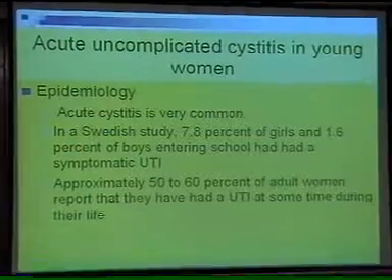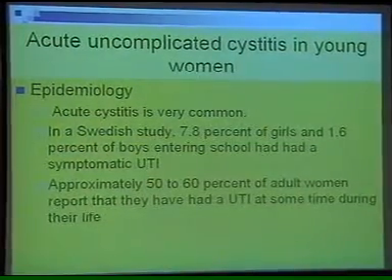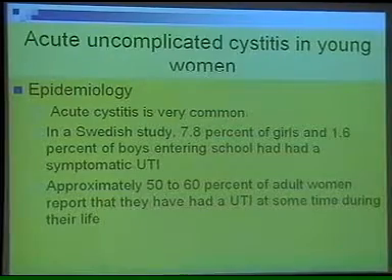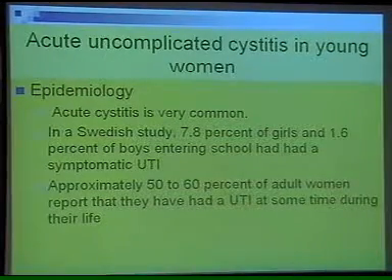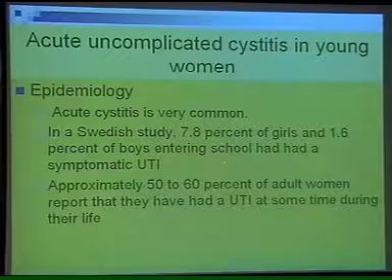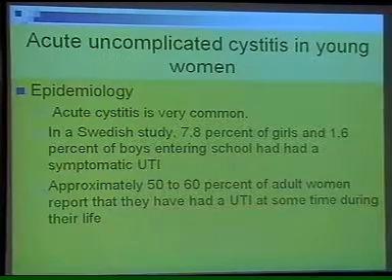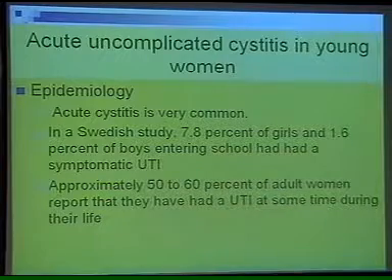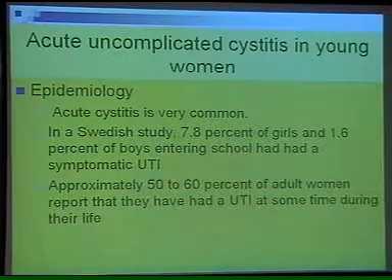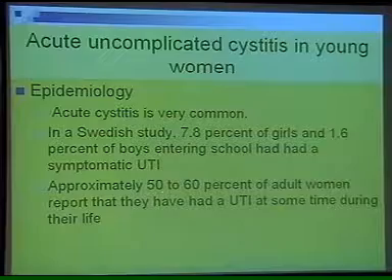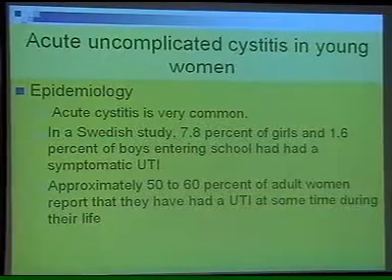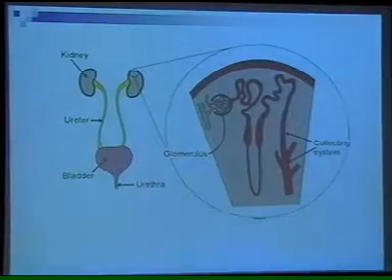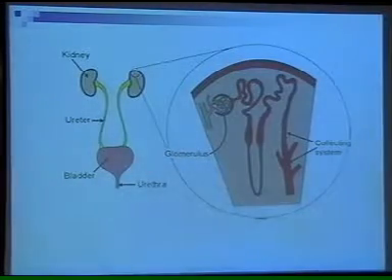Epidemiology: there was a Swedish study in which 7.8% of girls and 1.6% of boys entering school had a symptomatic UTI. And this declines as they enter into teenage, and when they assume sexual activity, then this incidence again rises. 50 to 60% of adult women report that they have a UTI at some point in their lives. This is a normal anatomy, as you all know.